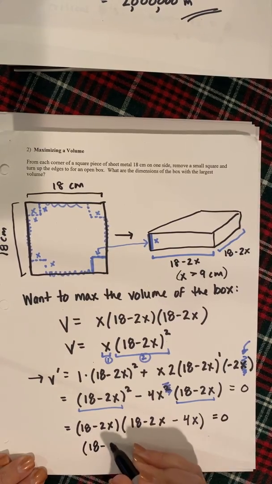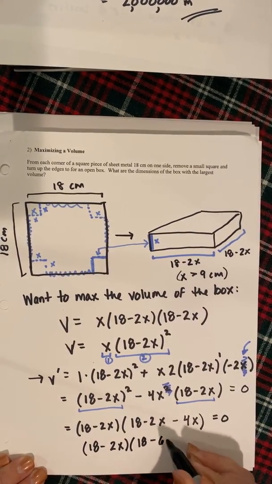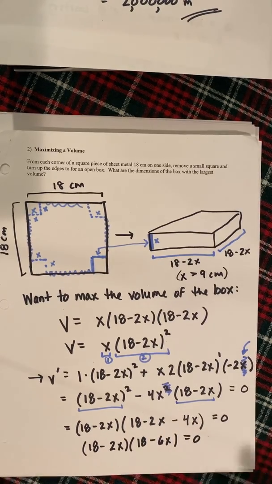And now it's nicely factored for us. 18 minus 6x equals 0.